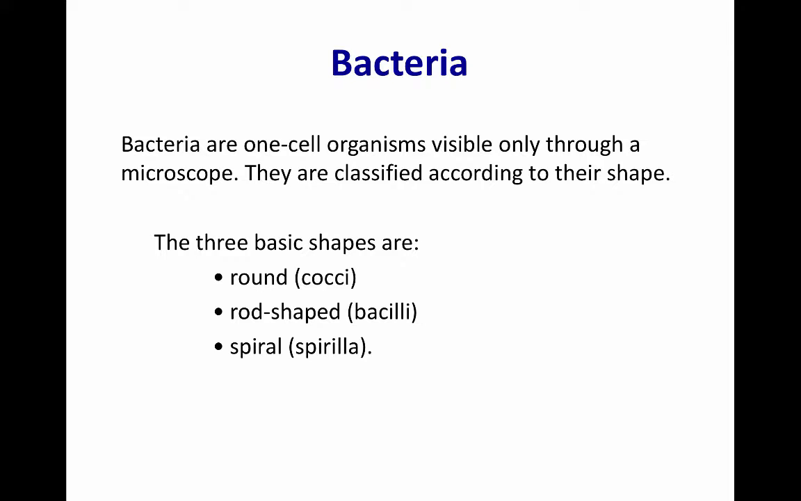So first, we have bacteria. Bacteria are one-cell organisms visible only through a microscope. They range in size from 0.2 micrometers to 10 micrometers. Some spiral organisms may be up to 100 micrometers, but the majority are less than 5 micrometers. Cell structure enables them to function without subcellular organelles. They're classified according to their shape. The three basic shapes are round, rod-shaped, or spiral.